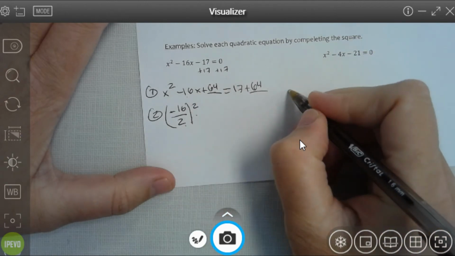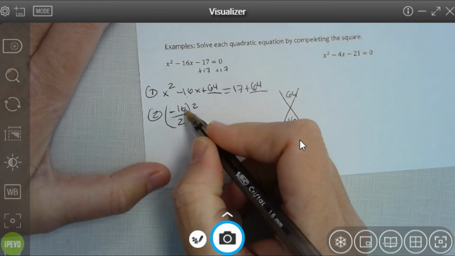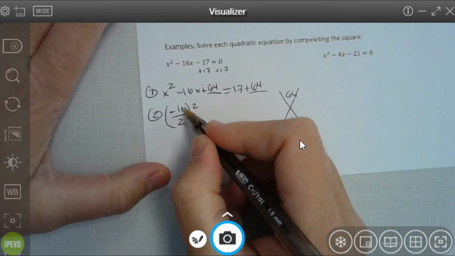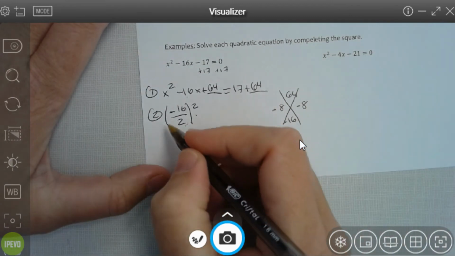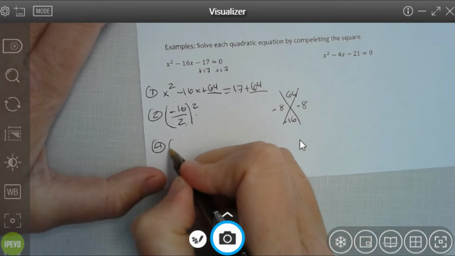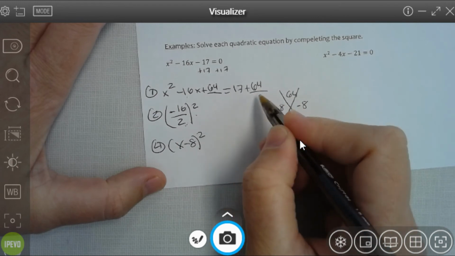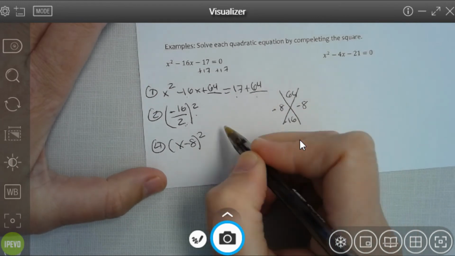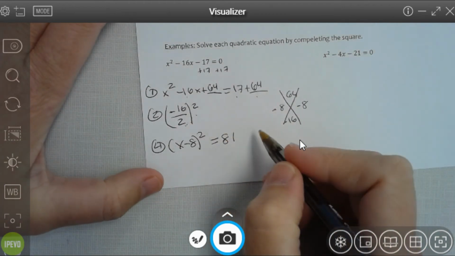And now factors of 64 to get negative 16. Remember, the answer is always this right here, negative b over 2. So it's a negative 8 and a negative 8. So then this is step 4. I'm going to have (x minus 8) squared because there's 2 of them. And I'm going to do the math on the right side. 17 plus 64 equals 81. So that's your vertex form, your completed square.